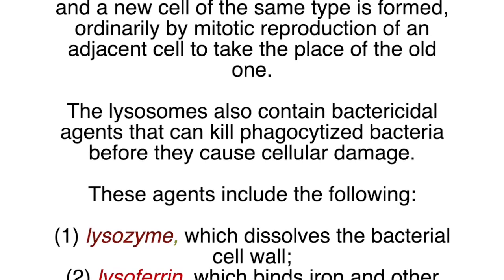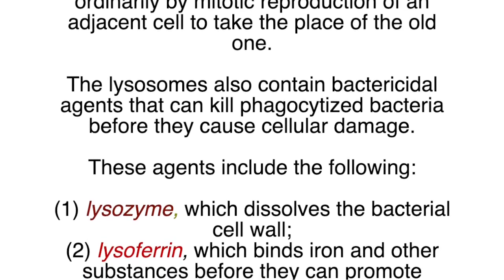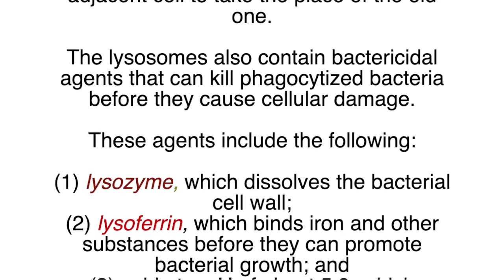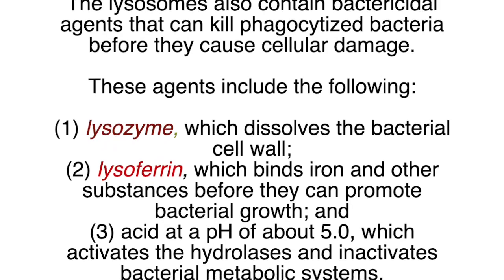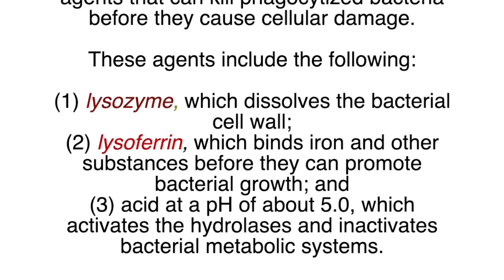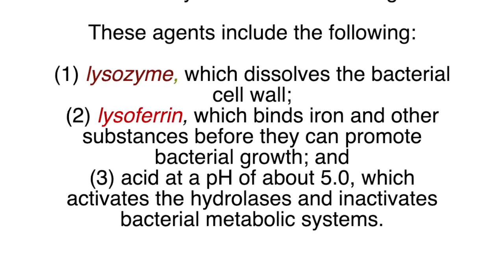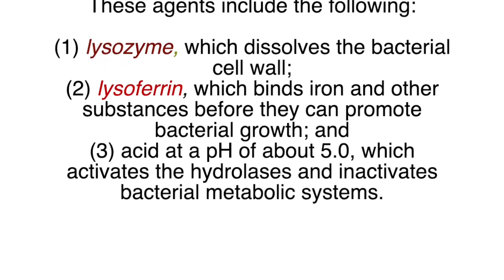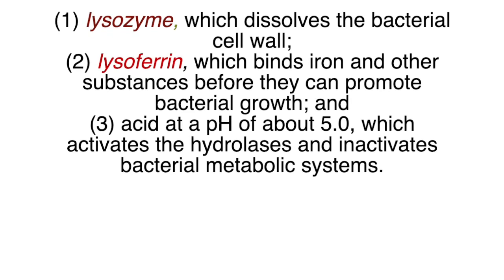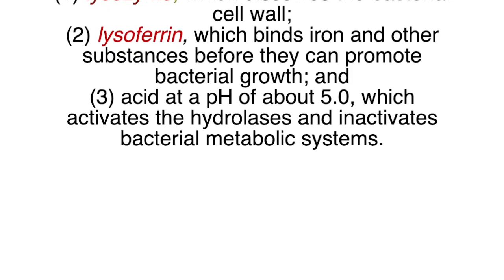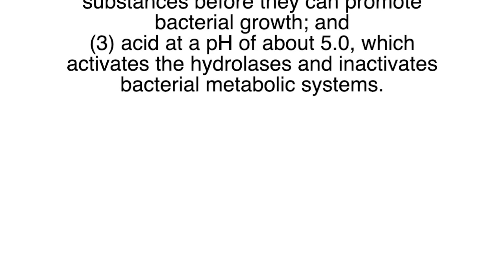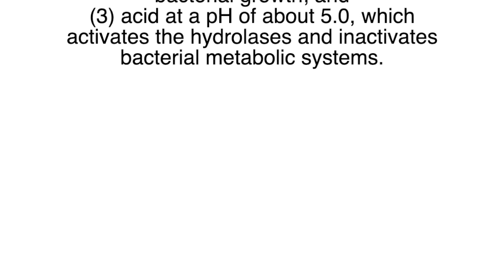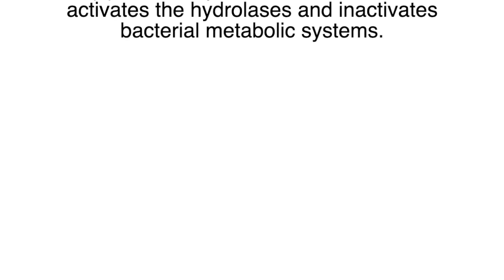The lysosomes also contain bactericidal agents that can kill phagocytized bacteria before they can cause cellular damage. These agents include the following: 1. Lysozyme, which dissolves the bacterial cell wall; 2. Lysoferrin, which binds iron and other substances before they can promote bacterial growth; and 3. Acid at a pH of about 5, which activates the hydrolases and inactivates bacterial metabolic systems.